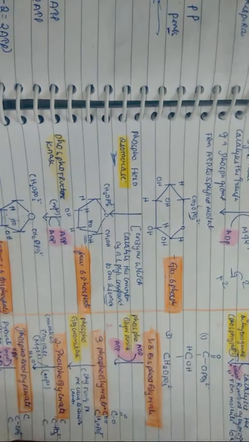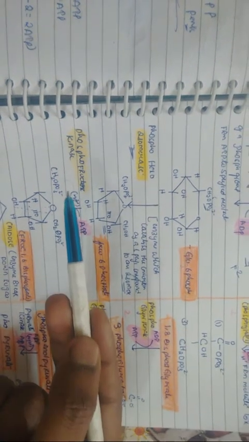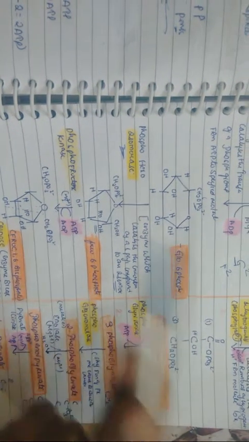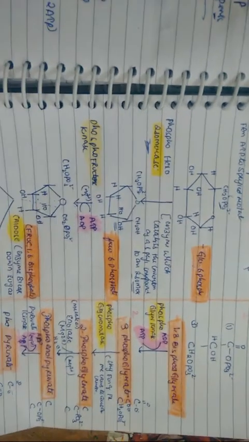Phosphofructokinase. Now who is donating? It is the ATP which is donating the phosphate. Kinase is nothing but taking a phosphate and giving it to the compound. And ATP is converted to ADP.